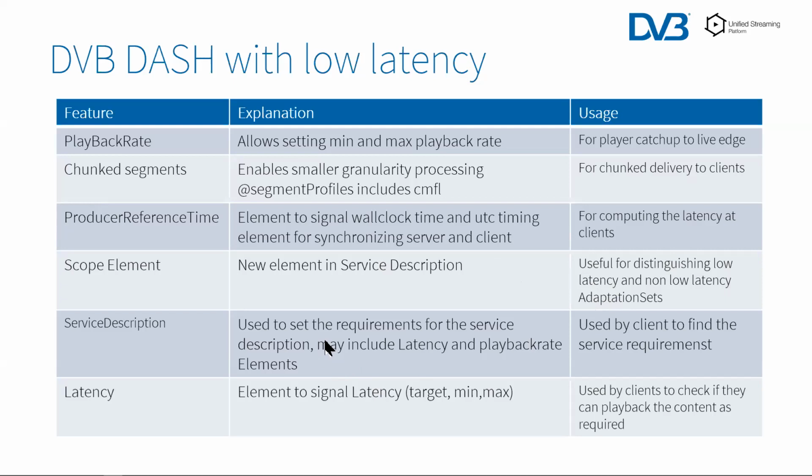So the service description is the element that contains the playback rate, the scope element, and the latency element. Together you can describe your service a bit better. If you really want your service to be delivered at a lower latency, you have your latency element where you can signal the target, minimum, and maximum latency. And then, of course, you need to support that in your workflow physically through your content production and transmission. But this is the way to signal it in the manifest.